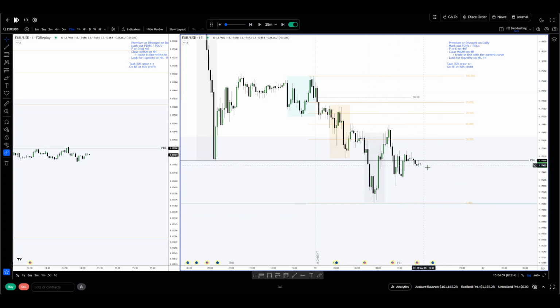Not sure if it wants to go lower. Maybe take out all those highs. Maybe it does it at a later time. We don't know. But anyways, this was the price action for today.